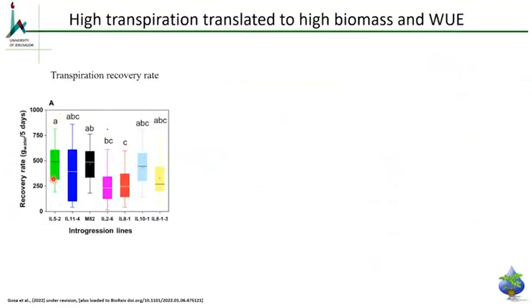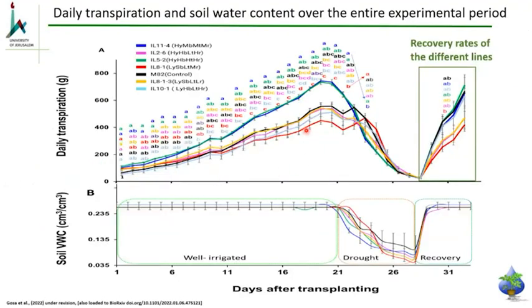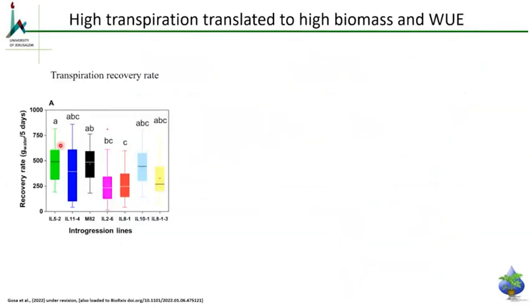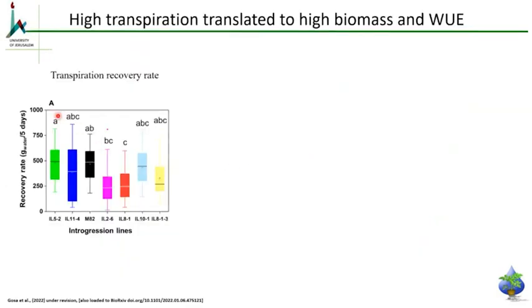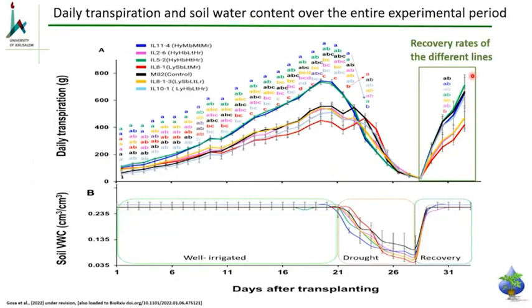And when we look at the recovery rate or the resilience, we can see that the 5.2, this line here, and the 11.4, these two lines, were the higher transpiring plants, but also fast recovery plants. So although they transpire more and close the stomata sharply, they could also recover fast. You can see it here, at least compared to the 8.1, the low yielder. Also, we finished the experiment here, so we took the plants and took the dry weight of the plants.